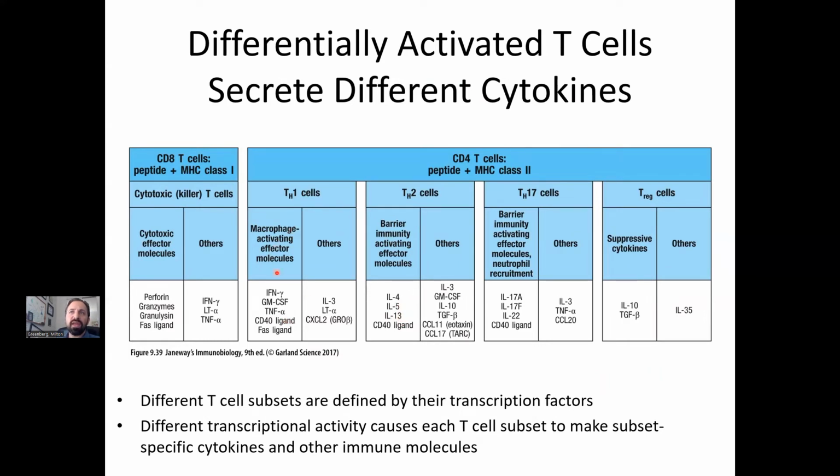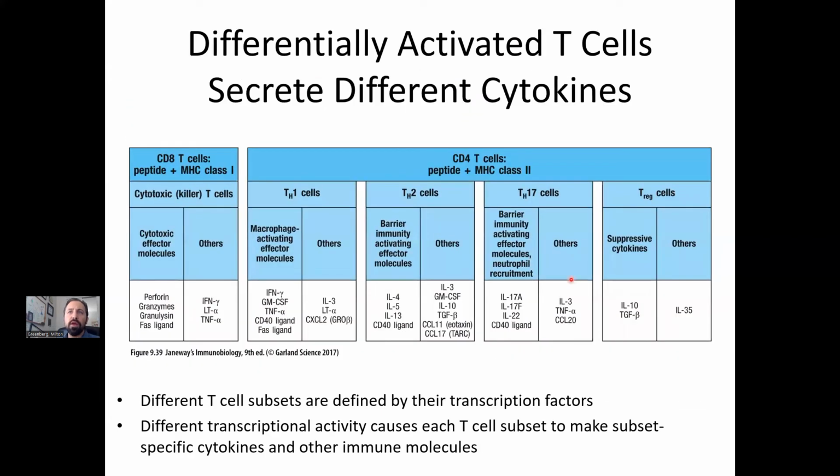So Th1, the key thing is that it's going to activate macrophages. Th2, the key thing is it's going to activate these barrier systems. So a lot of our allergic cells within the different tissues are going to become activated. And then Th17 is really going to act on the epithelium as well as activating neutrophils. And then Tregs will shut down the whole thing.